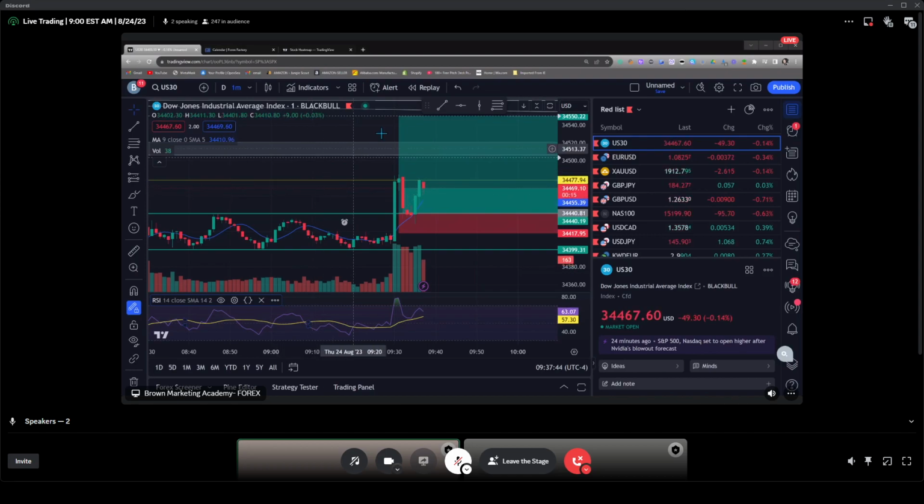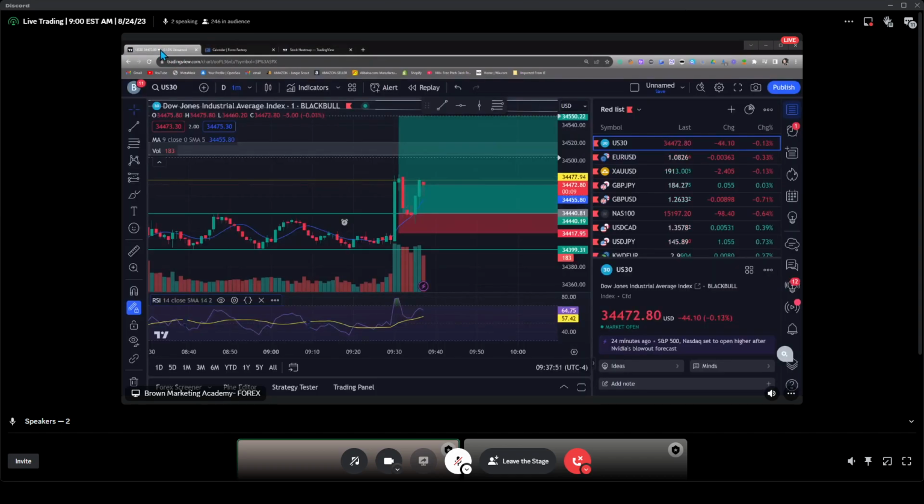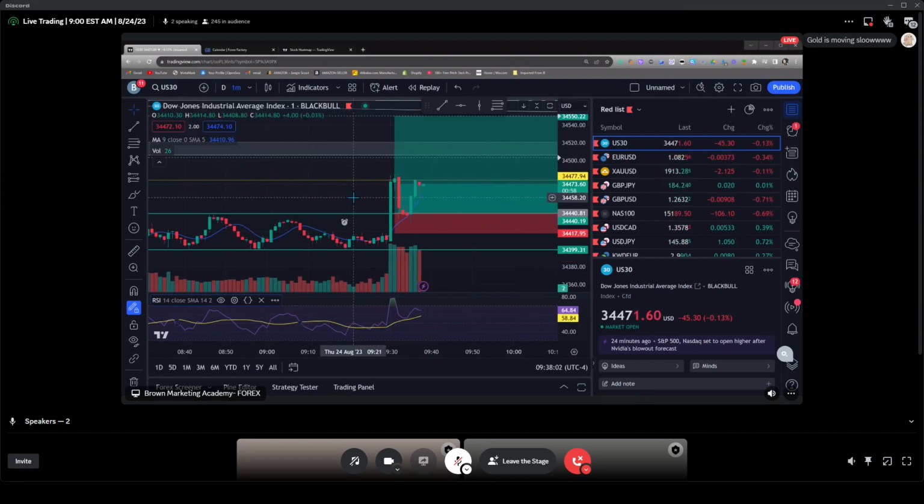Oh, let's take a look at the heat map. What's that? Oh, that's the RSI, I believe.